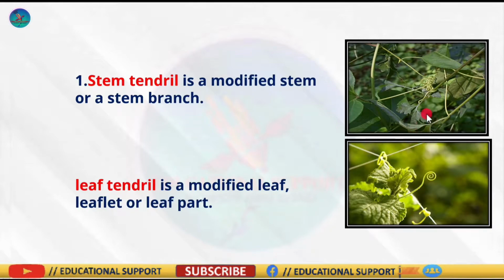Actually, stem tendril is more commonly branched while leaf tendril is usually unbranched. So this is the difference between stem tendril and leaf tendril.